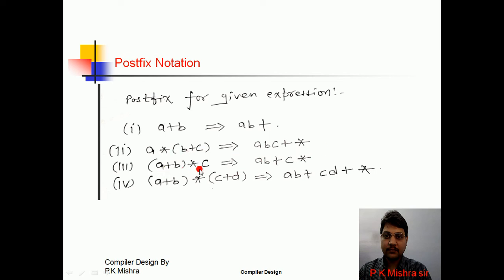Now the third one is a plus b into c. What is the postfix notation for this expression? That is ab plus c multiplication sign. This is the postfix notation for this infix expression. Now the fourth one is a plus b into c plus d. What is the postfix expression for this infix expression? That is ab plus cd plus multiplication. This is the postfix expression for this infix expression.